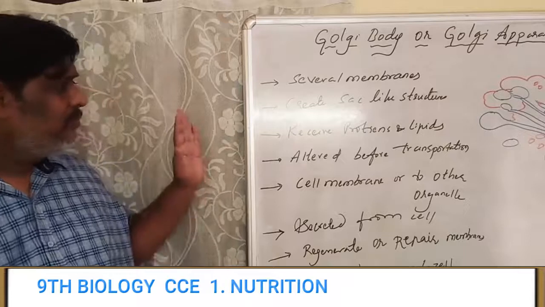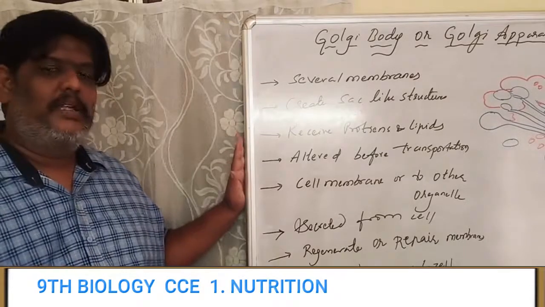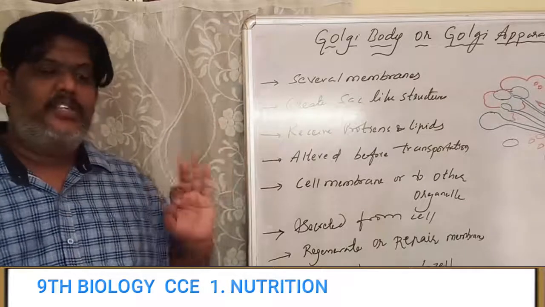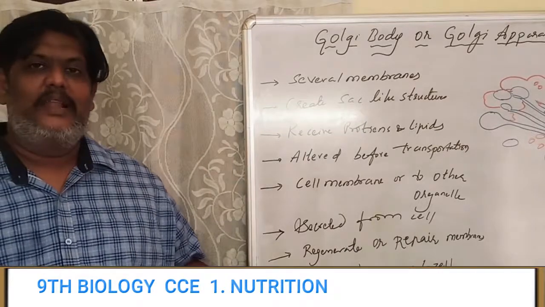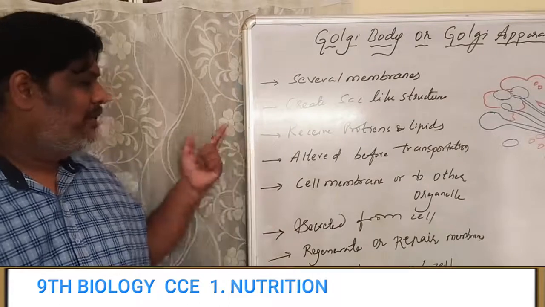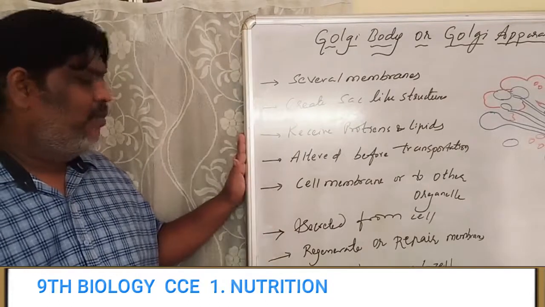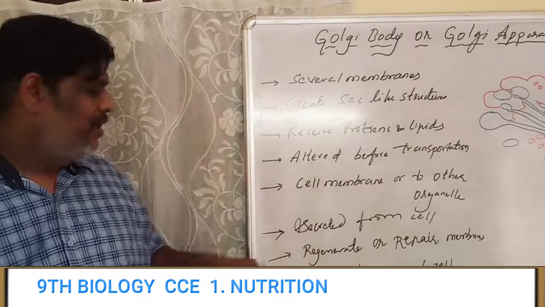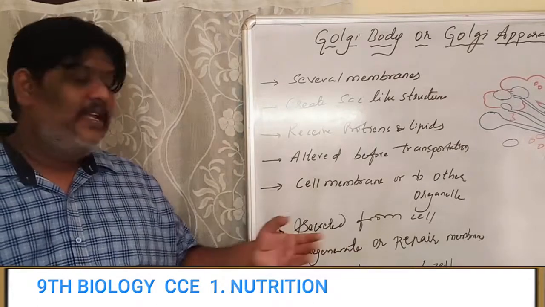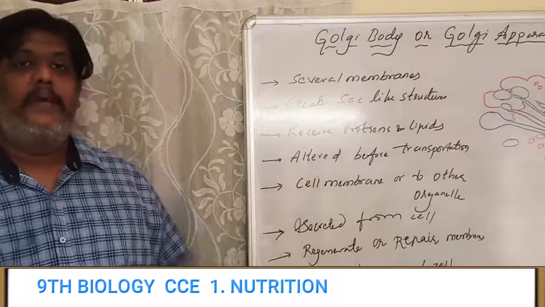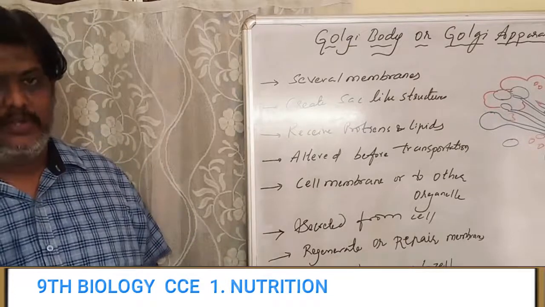So the major thing the Golgi apparatus does is pack the proteins and lipids before they are transported to the different parts of the body. And the same thing will be used in the regeneration, or you can say the repair, of the membranes. Many times our cell membranes will get ruptured, isn't it?